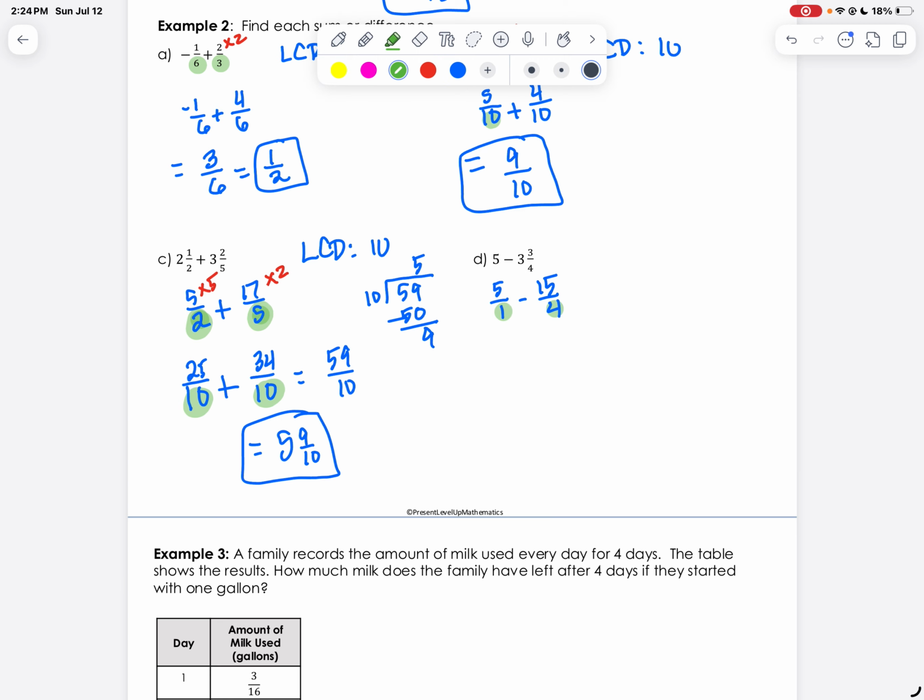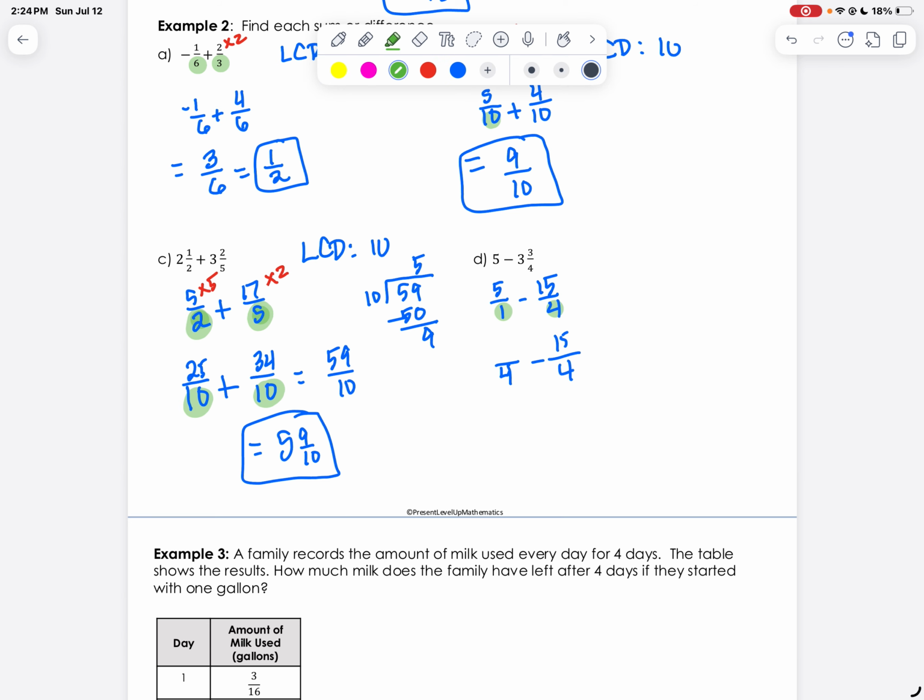Now let's look at our denominators. We have a 1 and a 4. Will the 1, the small number, go into 4? Yes, 4 times. So that means our common denominator is going to be 4. So I don't have to do anything to the second fraction. It's already got a denominator of 4.